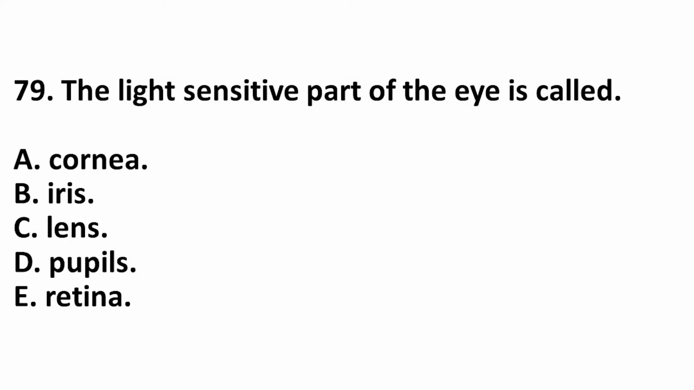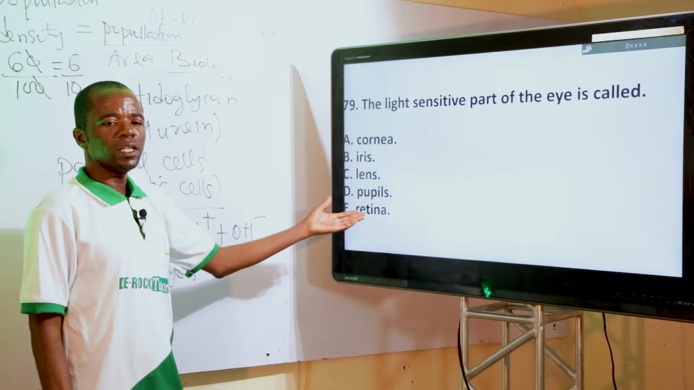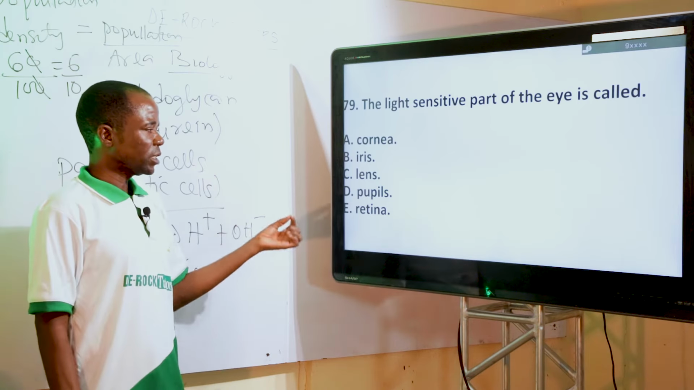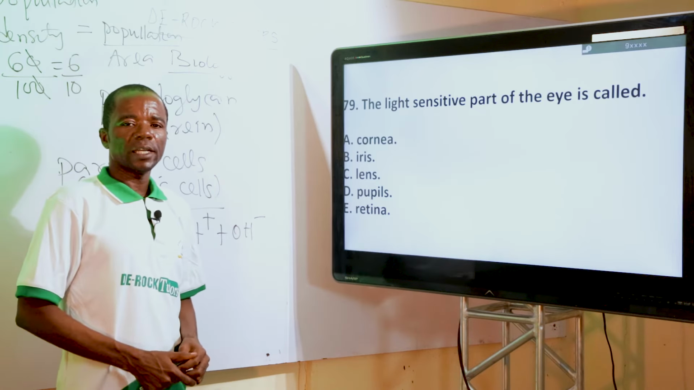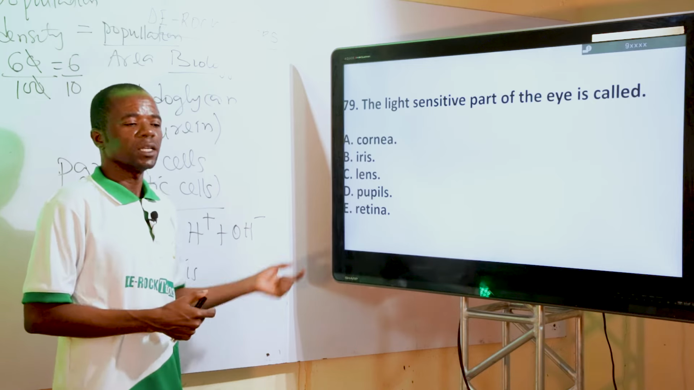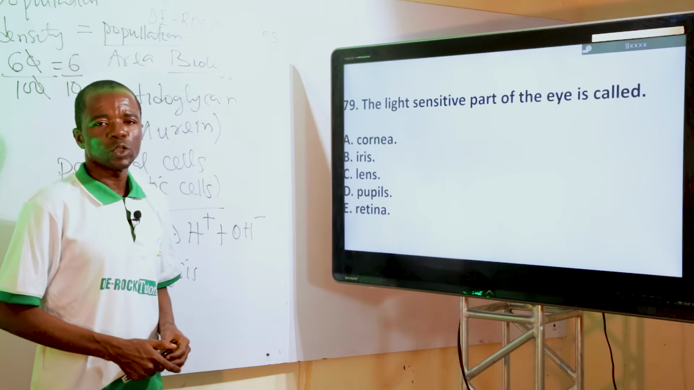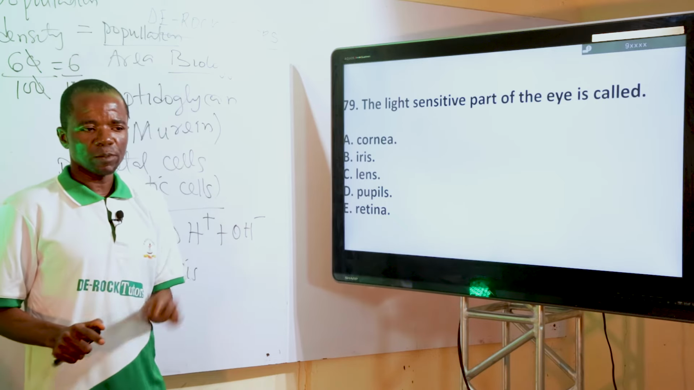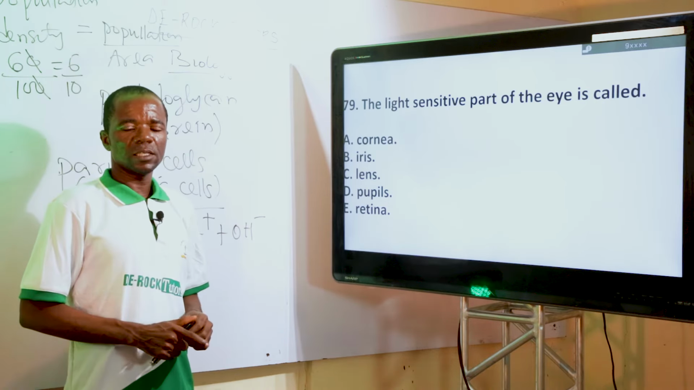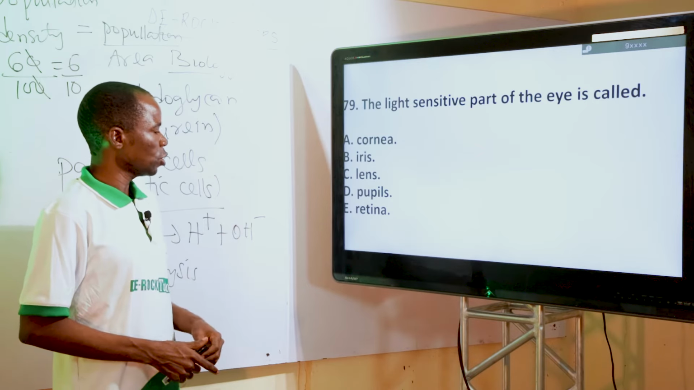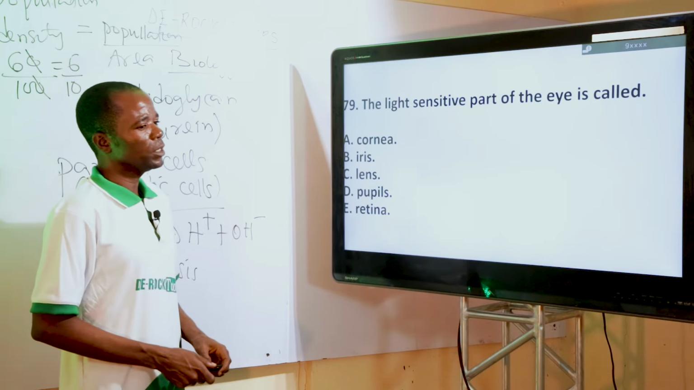The light sensitive part of the eye is called dash. That's definitely the retina. The retina is the part of the eye that is sensitive to light. As a matter of fact, retina is the part of the eye that contains what we refer to as photoreceptors. Even the word photo symbolizes light. So the correct answer is option E. Let's go to number 80.